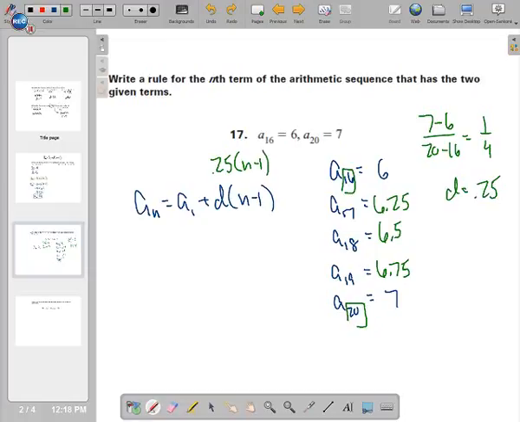So you could work backwards. You could subtract 0.25, but if you make sense of how many times you're going to subtract 0.25, it's easy. This is the 16th term, which means I have to subtract 0.25 15 times. So to find a sub 1, I'm going to start at 6, and I'm going to subtract 0.25 15 times.